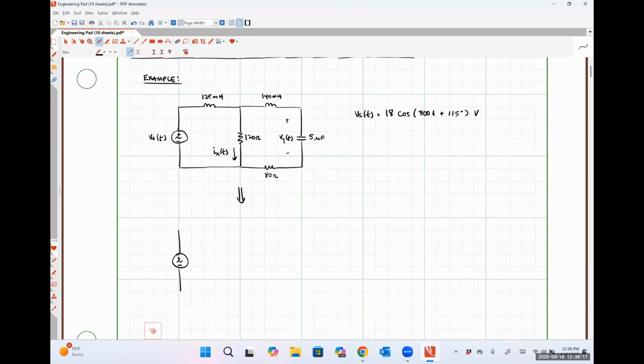what is our 18 cosine 800t plus 115 degrees volts going to look like as a phasor? 18 angle 115, absolutely right. So we don't need to do anything particularly special here because we had a cosine representation already. So we can just take the magnitude, take the phase angle, throw the rest away. If this were a sine function instead of a cosine function, we would have had to have remembered to subtract 90 degrees from that phase angle to get it into our correct phasor form.